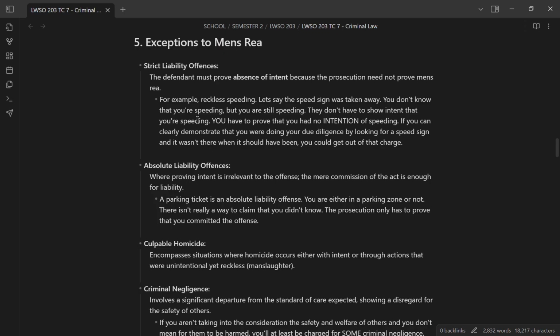So just to go through those 2 liability offenses again, in strict liability offenses, as an exception to mens rea, it's an exception because the defendant must prove the absence of intent or the absence of mens rea, because the prosecution does not need to prove mens rea. In absolute liability offenses, proving intent doesn't matter at all, because simply doing the thing is enough for liability, right?